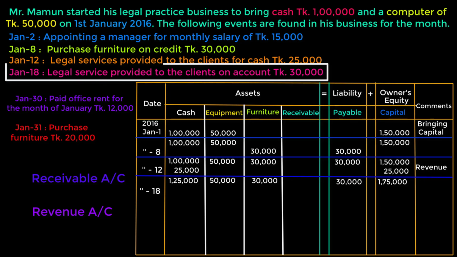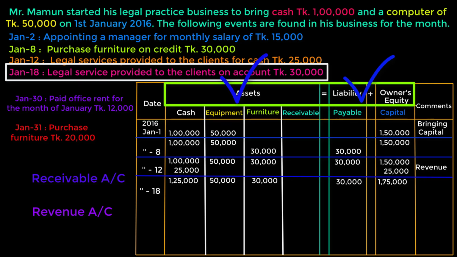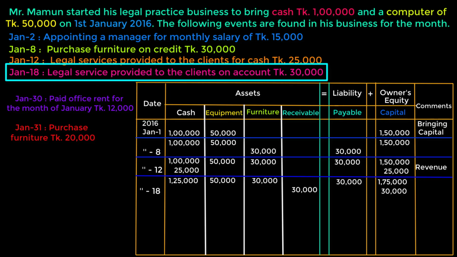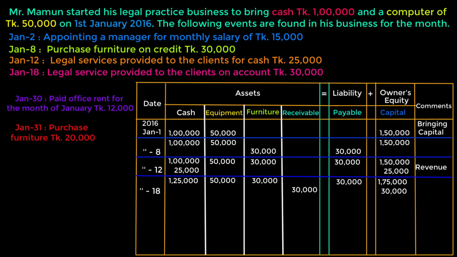See, for this transaction, again both sides of this equation will be changed. Now tell me, for this account receivable, will the assets be increased or decreased? Obviously, assets will be increased. So, this 30,000 taka will be plus here in this column, and this 30,000 taka will be plus here in this capital column automatically. As this transaction has a connection with this owner's equity, we will write income in this comment column. Again, we will draw a line like this and write the balance like this.